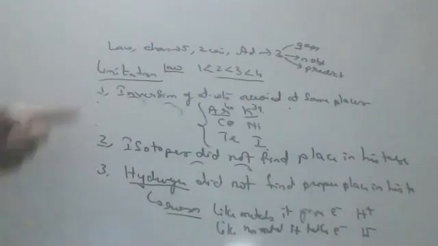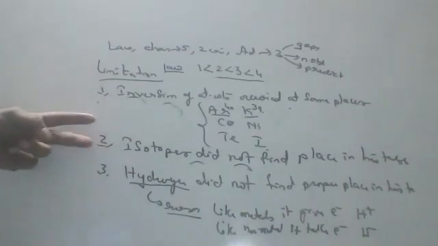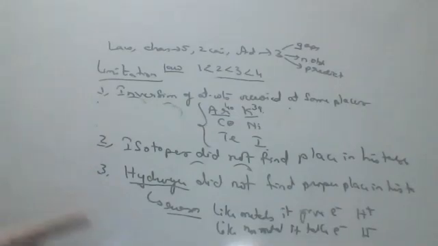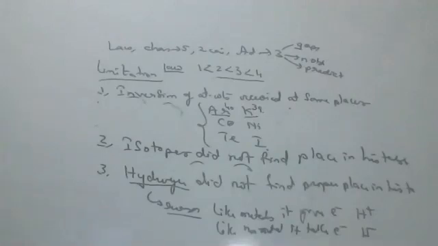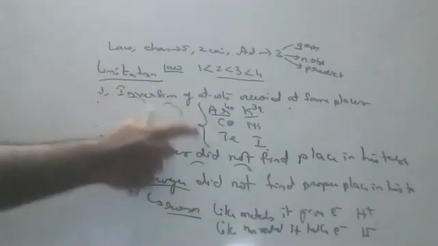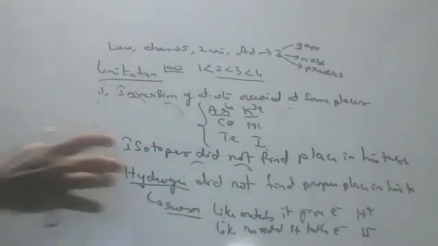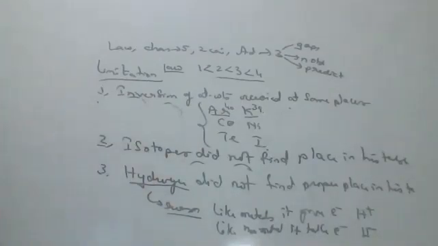Don't worry, children. So inversion of atomic weights occurred at some places. One, isotopes did not find place in this table. Two, hydrogen also did not find place in this table. Why? Like metals, it can give electrons; like non-metals, it can take electrons. These are the famous limitations. You should write this first. Without this example, the point doesn't have any meaning, and I won't give marks. Reason also you should write.